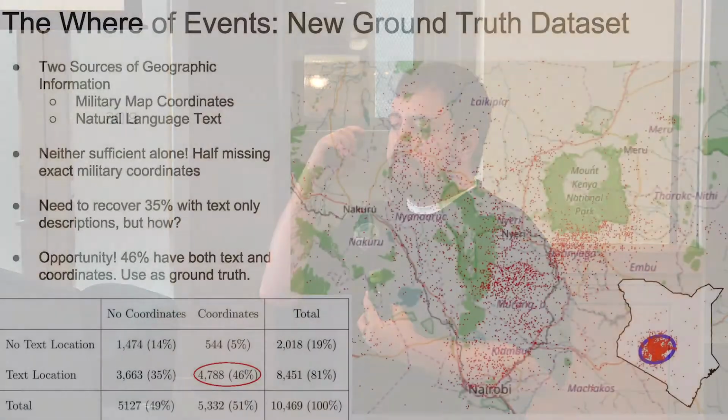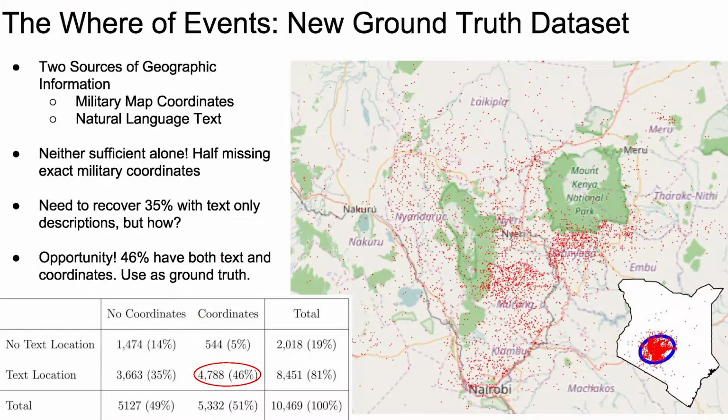We got lucky because we decided to try to capture everything we possibly could. So we told our coders to grab both military map coordinates when they saw them and textual descriptions, and they often did both. So for every event we have either a military map coordinate, which can be mapped to a latitude and longitude, or a natural language text explanation of a particular town, or sometimes directions around a town. Unfortunately, we found that neither of those types of location information was sufficient by itself.